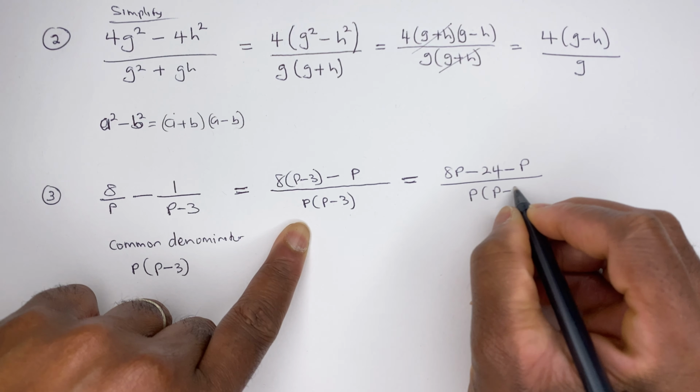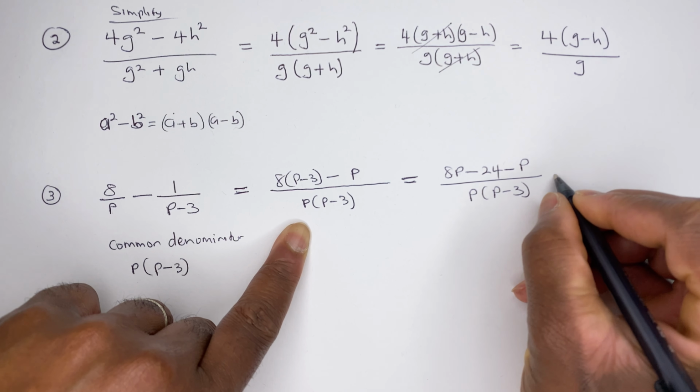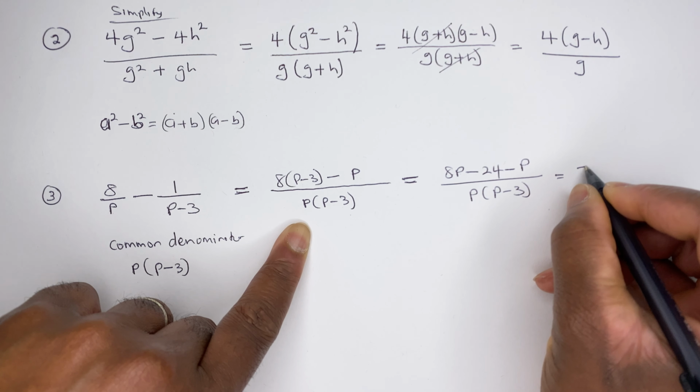Now 8p minus p will be 7p minus 24 over p into bracket p minus 3. And that will be the final answer.